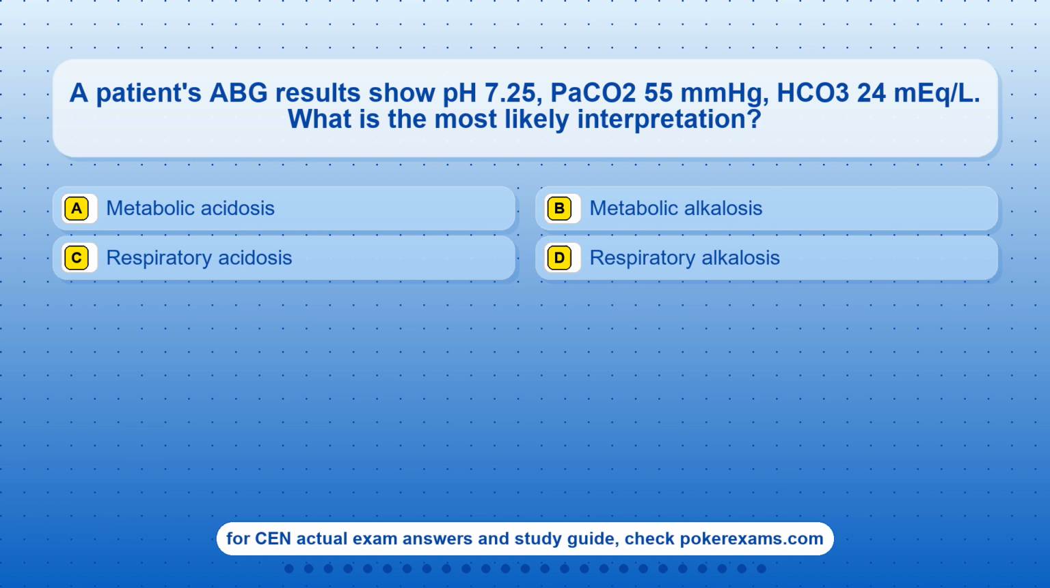Question 1. A patient's ABG results show pH 7.25, PaCO2 55 mmHg, HCO3 24 mEq/L. What is the most likely interpretation? Option A, metabolic acidosis. Option B, metabolic alkalosis. Option C, respiratory acidosis. Option D, respiratory alkalosis.